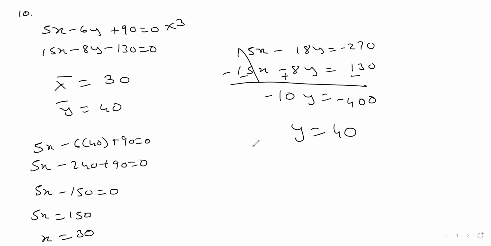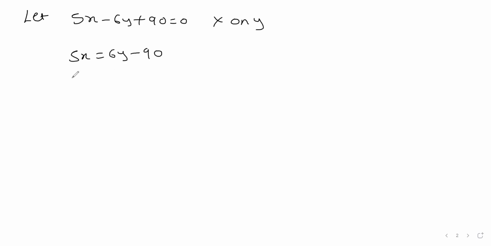So that is done. Now I want to find out r, and to find r, it's very important that we know which equation is y on x and which is x on y. So let us assume that 5x - 6y + 90 = 0 is x on y. So 5x = 6y - 90, x = 6/5 y - 90/5. I'm only concerned with the coefficient, so my bxy is 6/5.